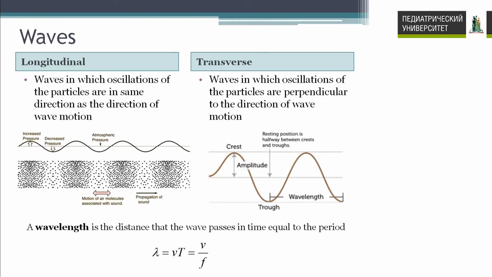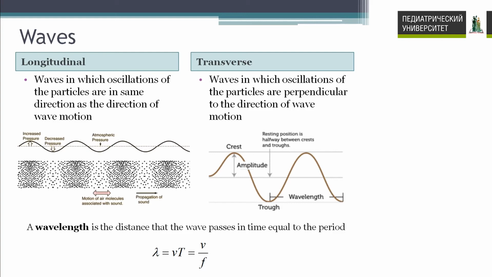And what kind of waves are there? Let's consider the classification. First, there are longitudinal waves. Longitudinal waves are those in which the oscillations of the particles go in the same direction as the direction of the wave motion. The simplest example of longitudinal waves is a sound wave. There are also transverse waves. Transverse waves are waves in which the oscillations of particles are perpendicular to the direction of wave motion. An example of such waves is a wave in a guitar string.